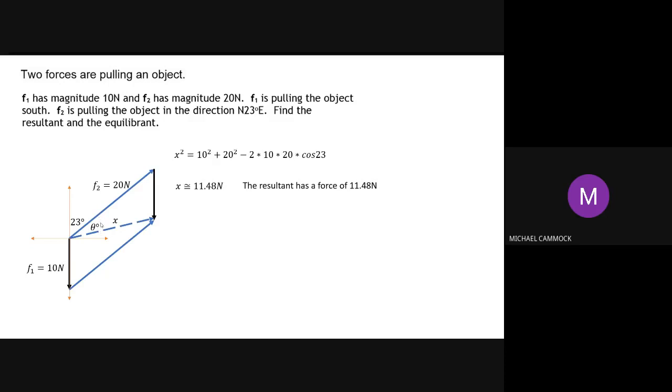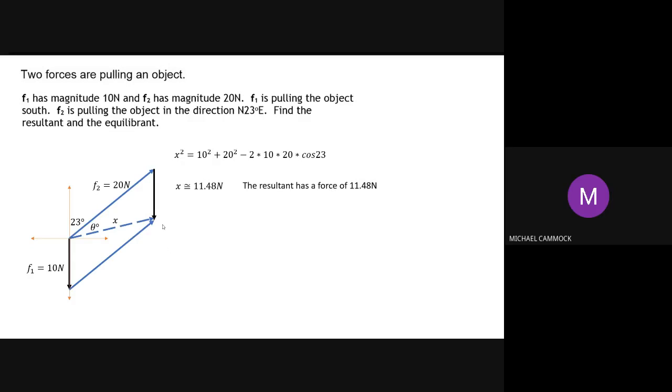I'm going to tell you what you know. We know that this side is 20, this side is 10, and we also now know that this side here is 11.48. Now we could use the cosine law again, because when you have all three sides of a triangle, you can use the cosine law. But I'm going to use the sine law because I find the sine law easier to work with.